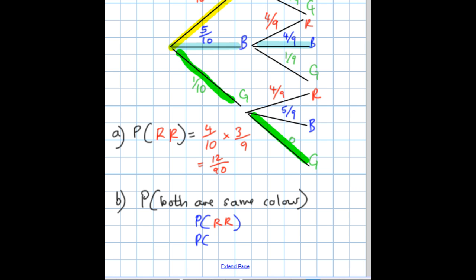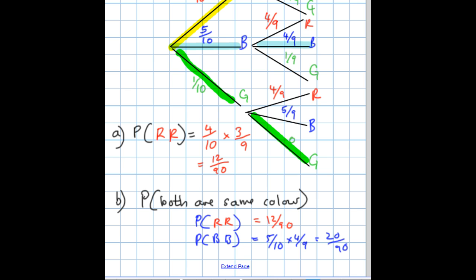and we need to work out the probability that both are blue. Red we've just worked out is 12/90. What about the probability that's blue? Well, let's go back to this. We've got 5/10 times 4/9. So the probability that both are blue is 5/10 times 4/9, equal to 20/90.